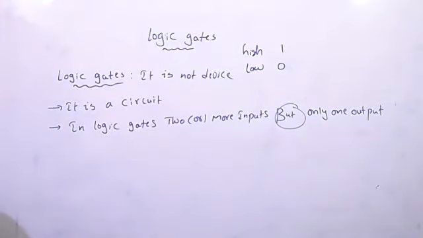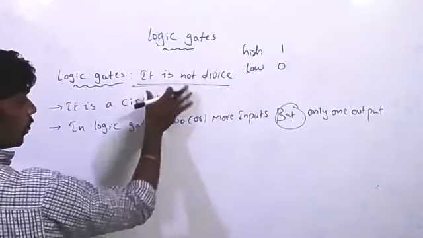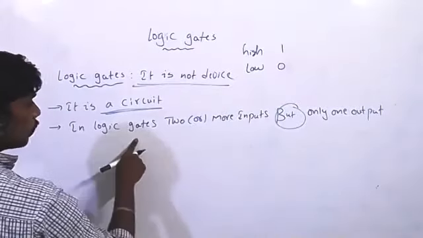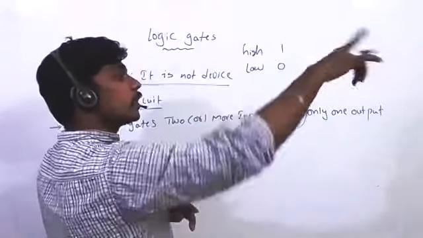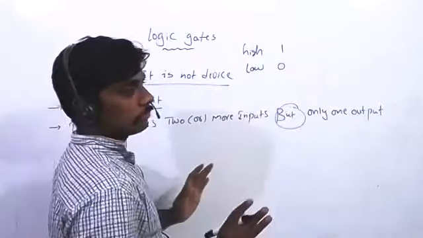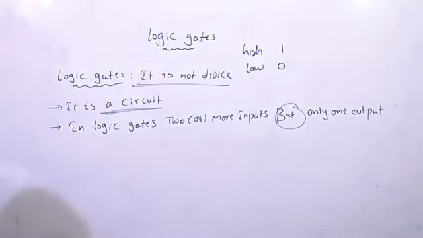Prisha, did you understand what a logic gate is? A logic gate is not a device, it is a circuit, okay? It is one of the circuits. In this circuit, two or more inputs will be there. We can give two or more inputs, but the output result you will get is only one. That output is either high or low. High is 1, low is 0. Clear?